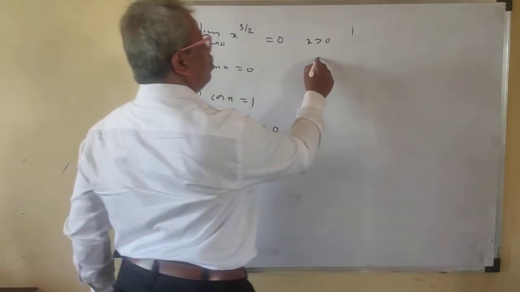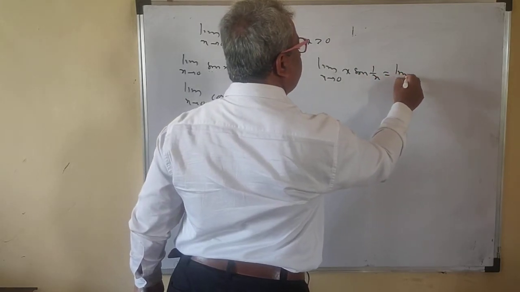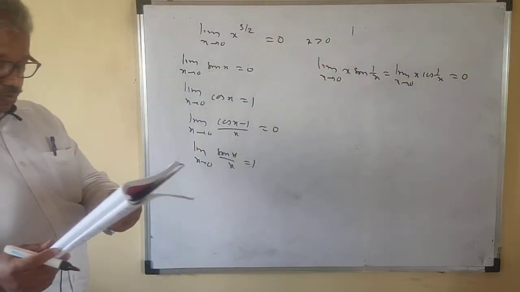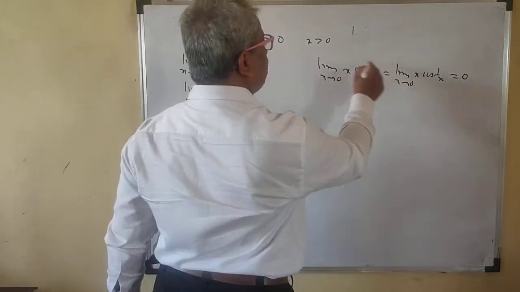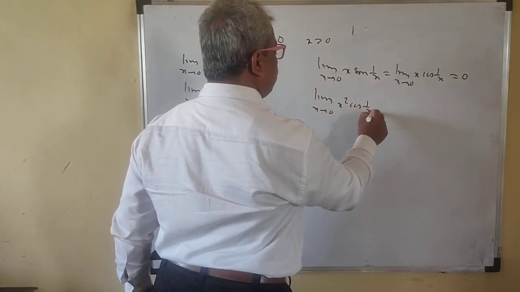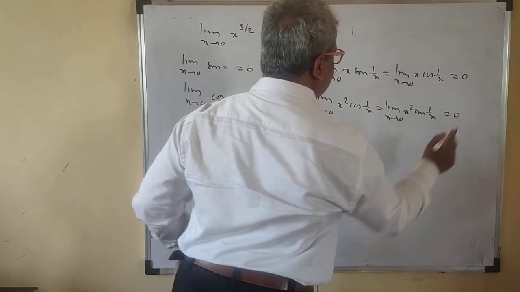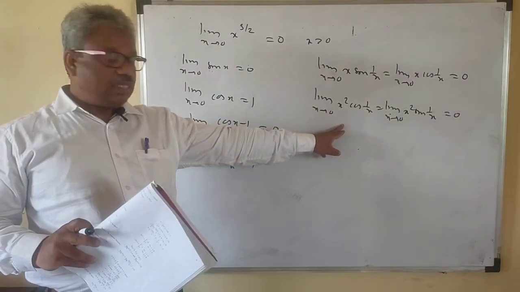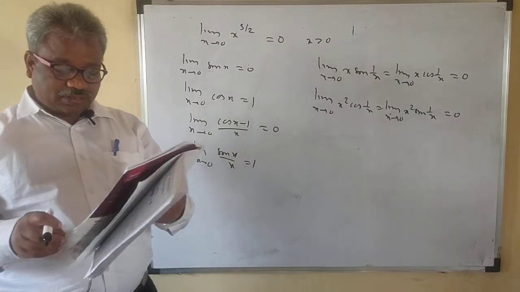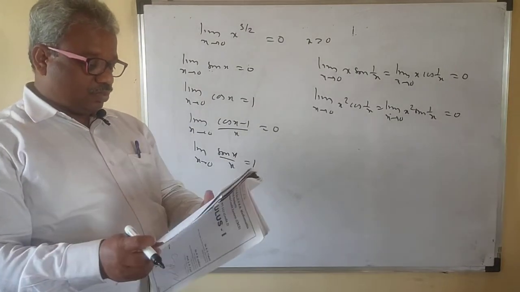Okay, so limit x tends to 0, x sin(1/x), this is the same as limit x tends to 0, x cos(1/x). This is 0, this is 0. Even if you take the square of this one, that is also 0. Limit x tends to 0, x² cos(1/x), and limit x tends to 0, x² sin(1/x), are also 0, because the limit of one function is 0 and the other function is bounded, so the limit of the product is 0.